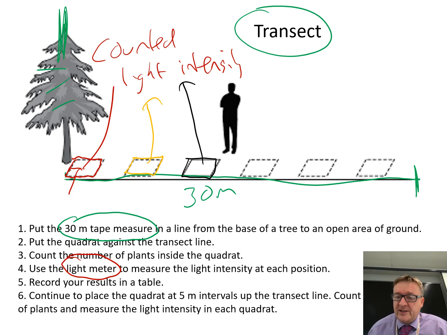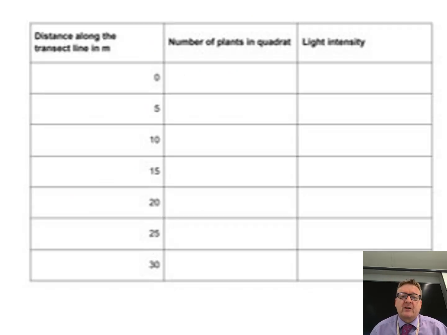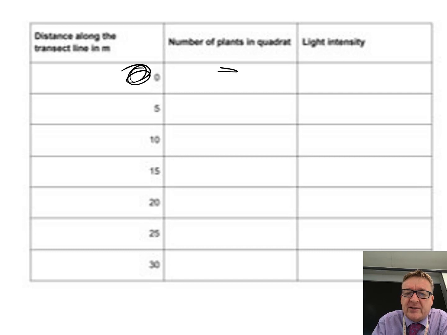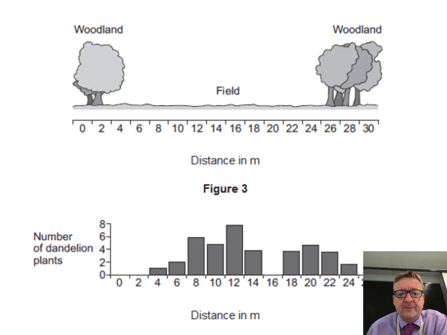What you then do is you will use your data, right, and put it into a results table that looks a bit like this. Now I don't quite know why it's come out blurred, right, but what I've got is that is directly underneath the tree. That's the number of plants in the quadrat. That is then the light intensity. You then need to present your data in some way.